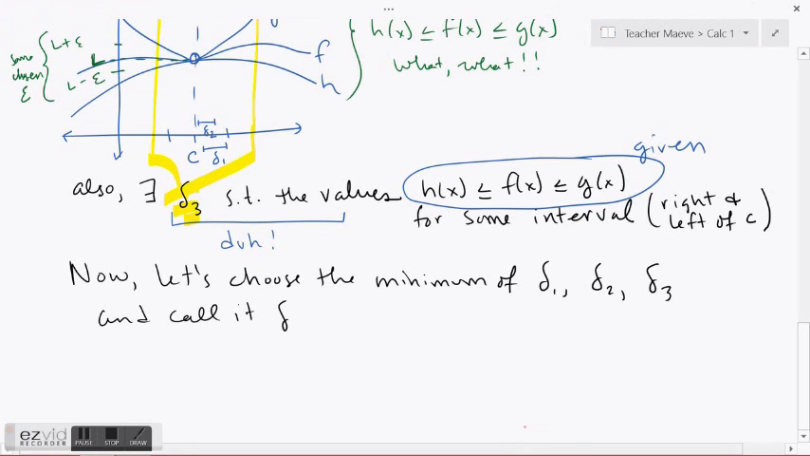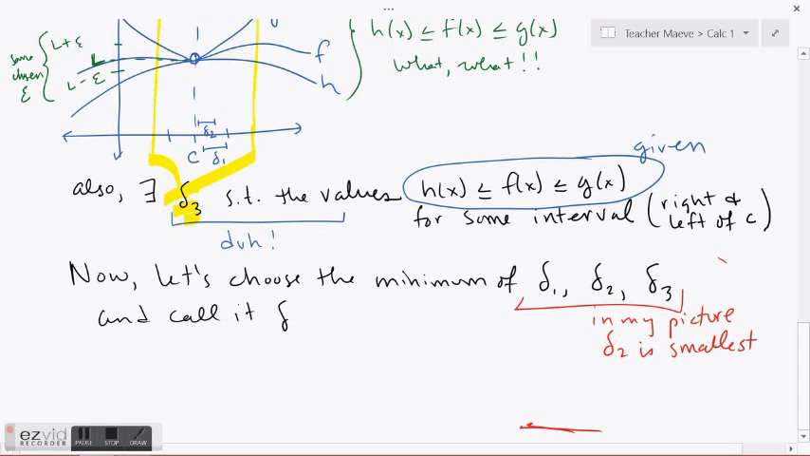And we'll just call it delta. Okay, so this is going to be our delta for our final definition of this limit. And remember, what we're trying to prove here is that the limit of f of x as x approaches c is equal to L.